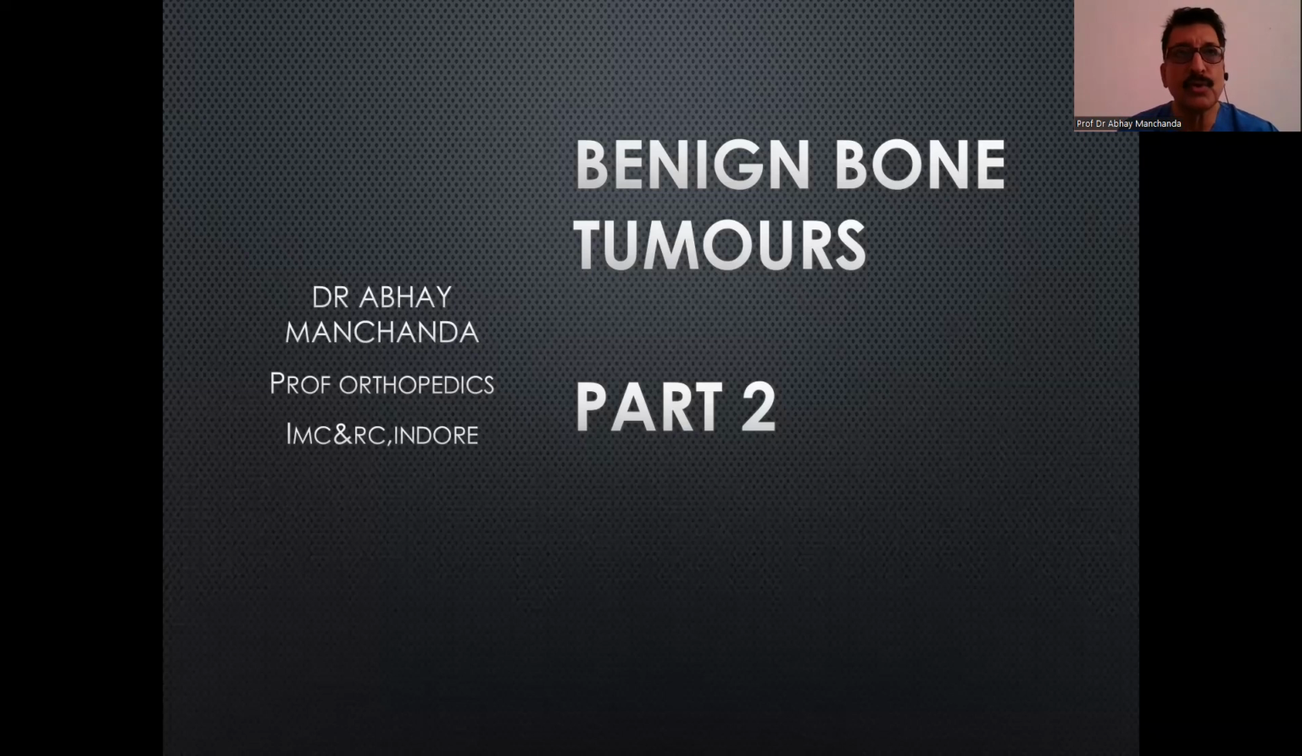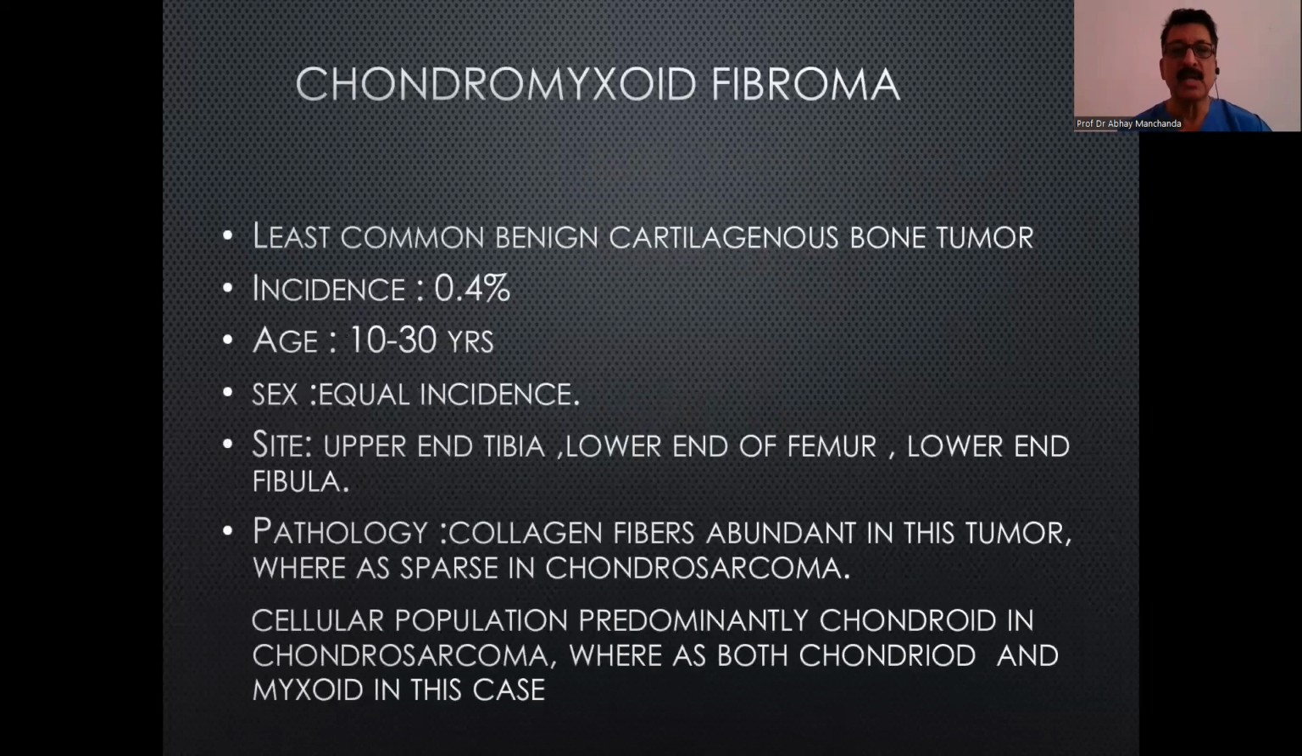In the last class, we had seen some of the benign tumors like enchondroma, osteochondroma, osteoid osteoma, and osteoblastoma. Today, we will start with chondromyxoid fibroma, which is also called CMF. It is the least common benign cartilaginous bone tumor. The incidence is 0.4%. Age may vary from 10 to 30 years.